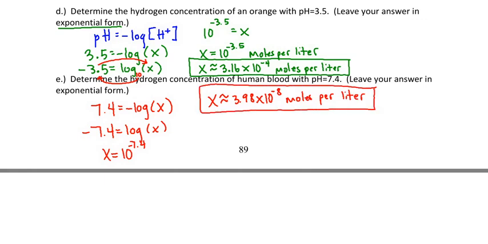Now on that one, notice that the pH from the first example to the second one increased, and the concentration of ions decreased. So we could say human blood with a higher pH is more basic than an orange with a pH of 3.5, which would be more acidic.